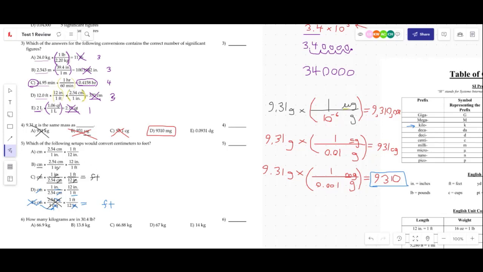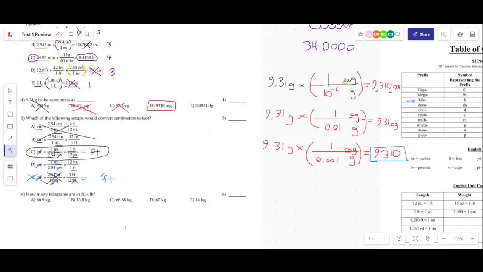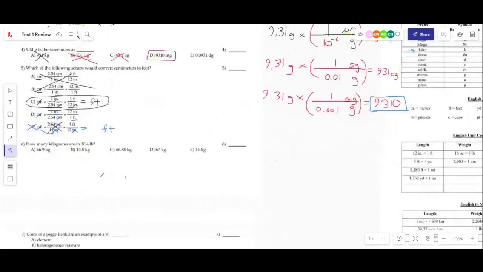And then of course this one doesn't match with this. This one doesn't match with this, so those can be ruled out. So here is our answer. Good job. Now for number 6, it says how many kilograms are there in 30.4 pounds?